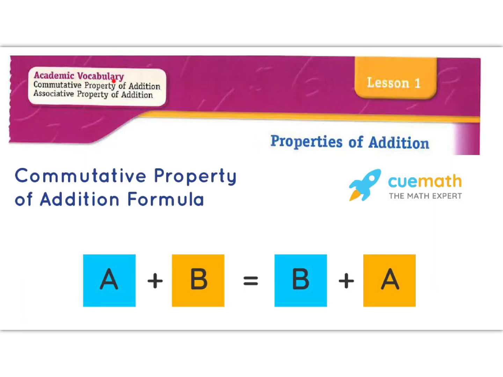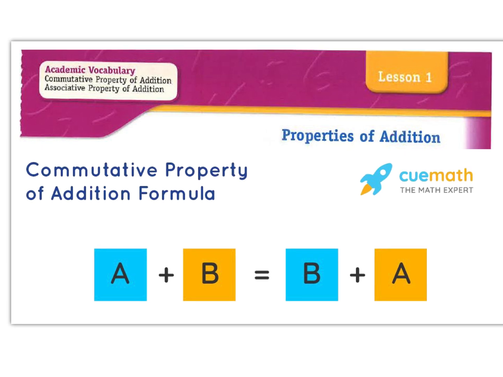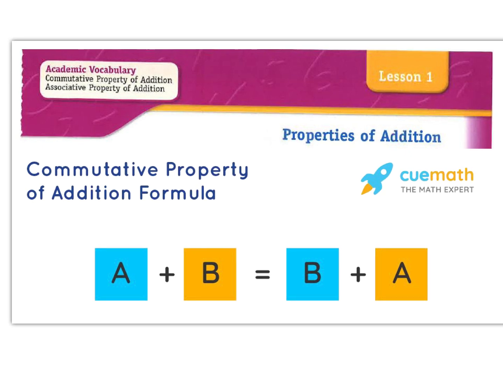First, we're going to go over some of our academic vocabulary. The first thing is the commutative property of addition and the associative property of addition. So there's two properties when we are adding that we can always remember. The first one is the commutative property of addition formula. Anytime we add, if we do A plus B, it's the same as or equal to B plus A. So you can flip-flop those two numbers, A and B, and it will still equal the same thing.